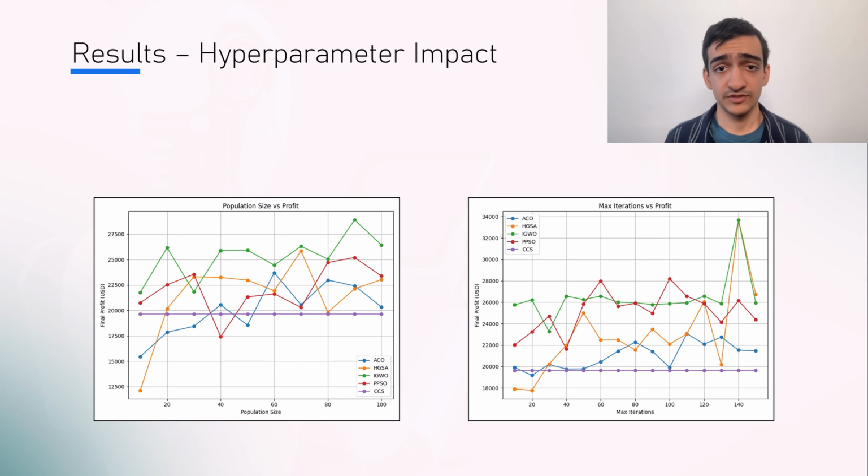So, how do hyperparameters impact performance? Here we have 2 variables, population size and maximum iteration, that we have experimented with. On population size, we've set maximum iteration to 30. We can see by around population size 60 that all of our algorithms outperform CCS, the one in purple, that is our single-state deterministic algorithm. Similarly, in maximum iterations, we see that by around mark 50, we get the same outperformance happening.